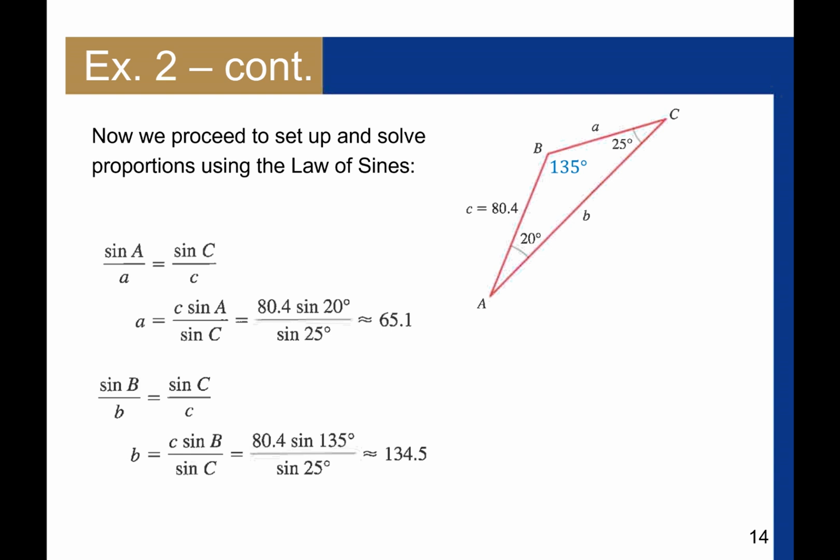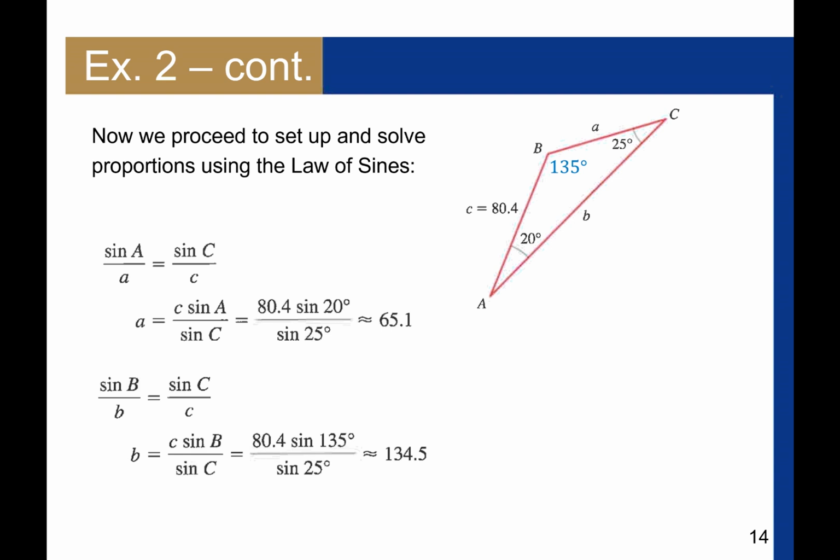As anticipated, angle A is smaller than angle C. Side A has to be shorter than side C. 65.1, definitely less than 80.4. And then to find the third one there, sorry, it's not a right triangle, no Pythagorean theorem here. Again, law of sines. Set up and solve the proportion.